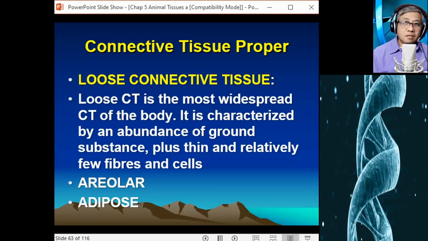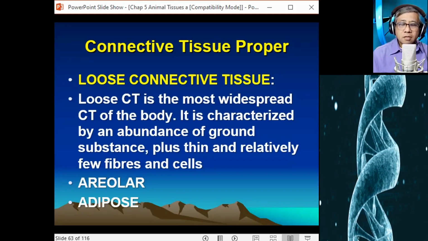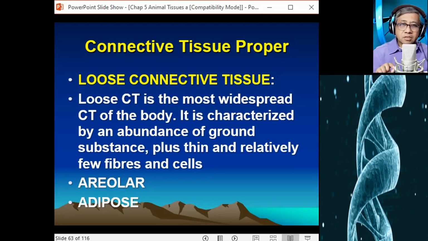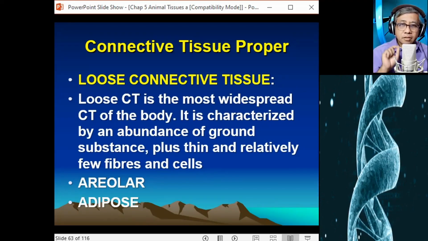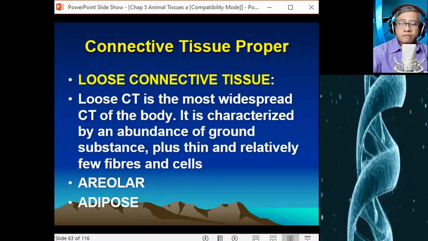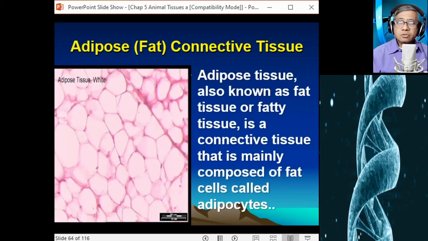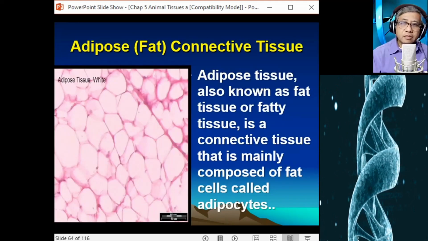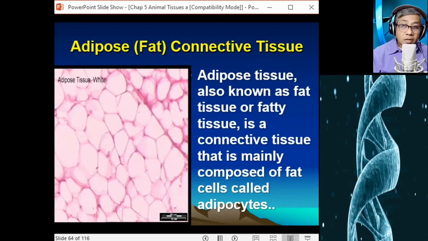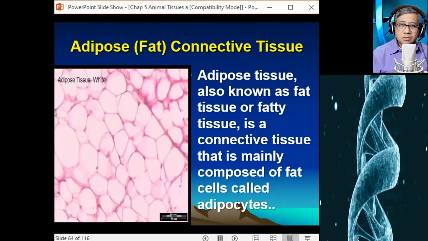Again, there are three types of loose connective tissue. We have areolar and adipose, so we will just focus on these two. We will have a separate discussion of reticular connective tissue when we study the liver. Adipose, or fat connective tissue, also known as fat tissue or fatty tissue, is a connective tissue that is mainly composed of fat cells called adipocytes.